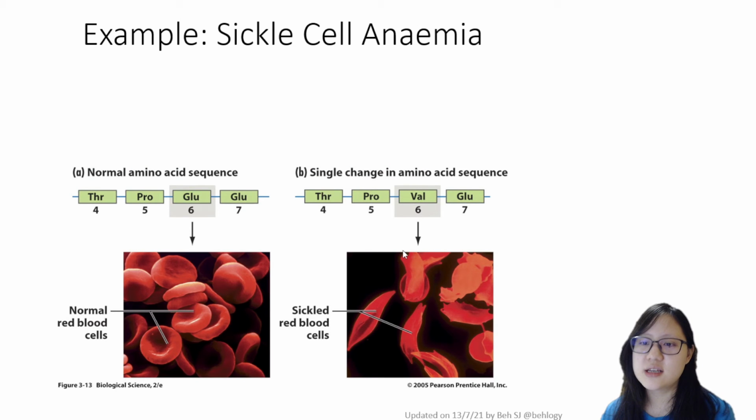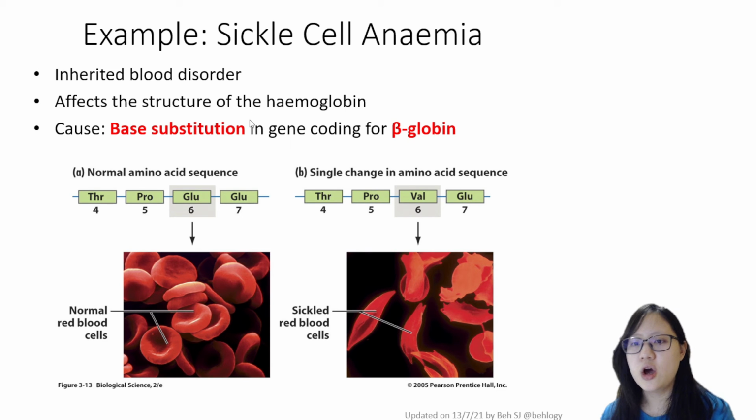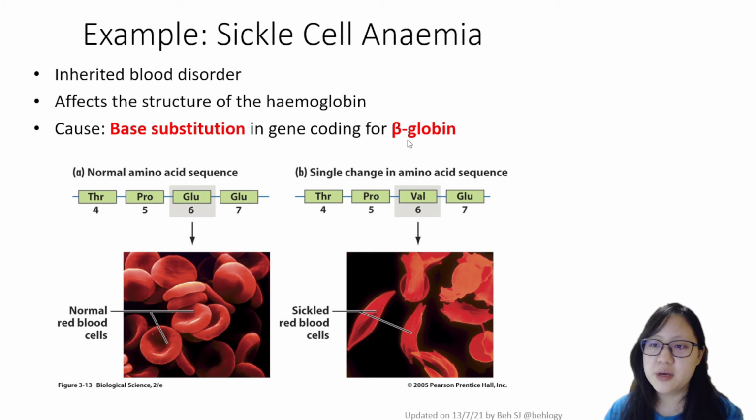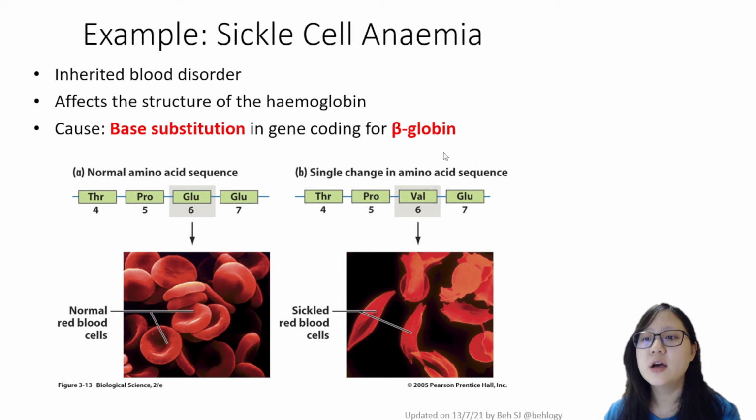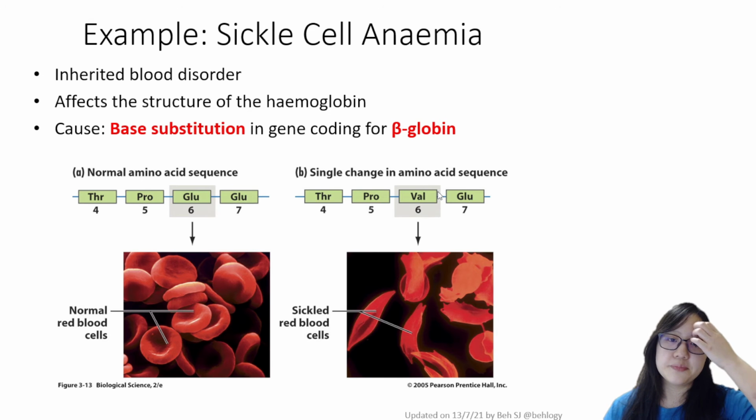Okay, anyways, one more thing. We need to learn about sickle cell anemia. This is an example of a base substitution mutation at the gene coding for beta globin in hemoglobin. As we have learned in previous chapters, hemoglobin is made out of 4 polypeptide chains, 2 alpha globins and 2 beta globins, right? This base substitution affects the 6th amino acid of beta globin.